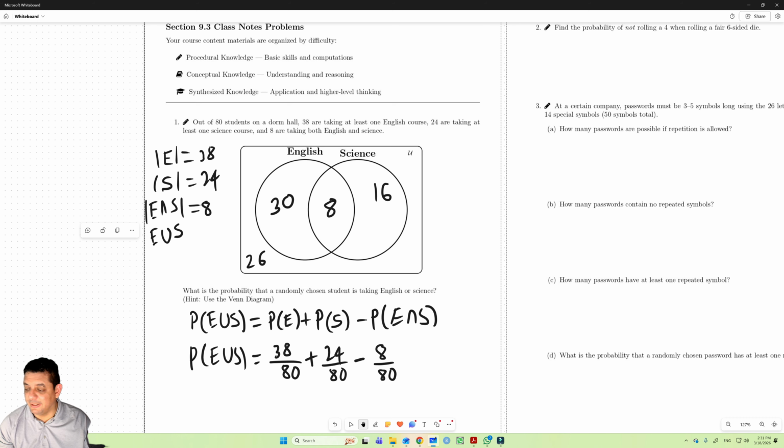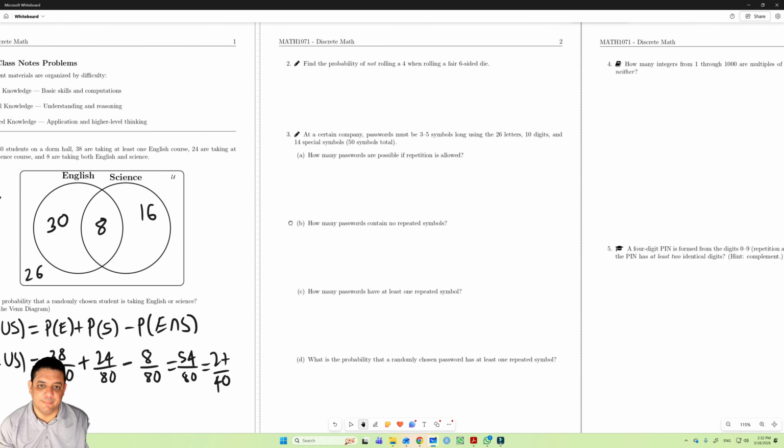Now, we can simplify this out, and this is going to be 30, 50, 58, 62. So 62 minus 8 is going to be 54. So this is going to be 54 over 80. Or we can simplify this more, and it's going to be 27 over 40. Okay? And that'll be the probability of getting someone there.